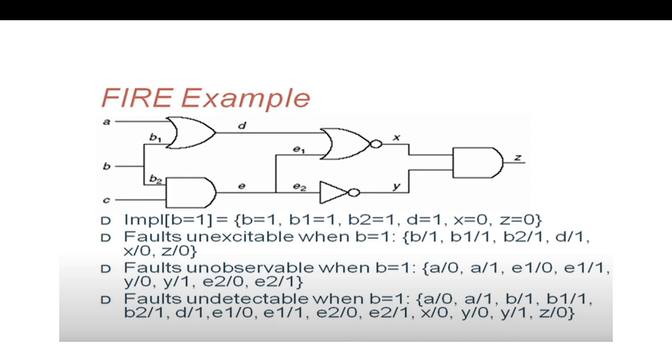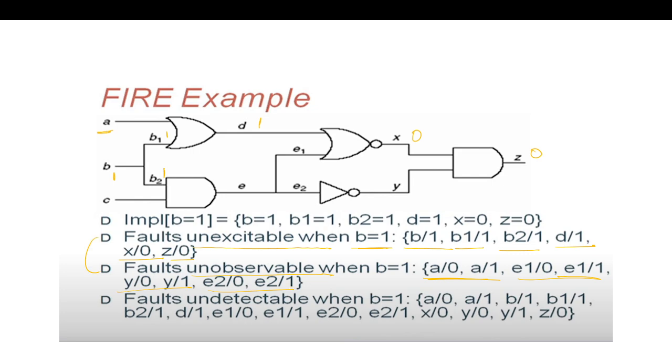Now we want to imply B equal to 1. B equal to 1 implies B1 and B2 are 1. And the OR gate input is 1, so D is equal to 1. This is X naught, so it's a 0, which means D is 0. So the faults which are unexcitable when B is 1 will be B stuck at 1, B1 stuck at 1, B2 stuck at 1, and D stuck at 1, because we need an opposite value in those nodes, and X0, Z0. What are the faults which are unobserved? A fault will be unobserved because of a controlling value there. And similarly E1, E2, and similarly the Y fault.